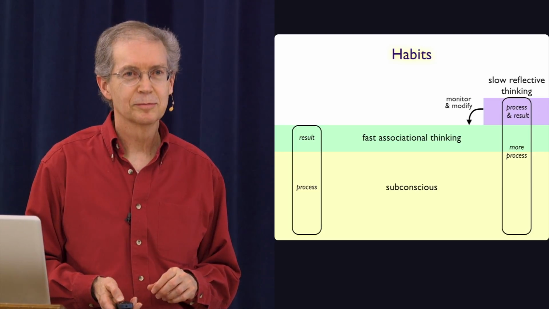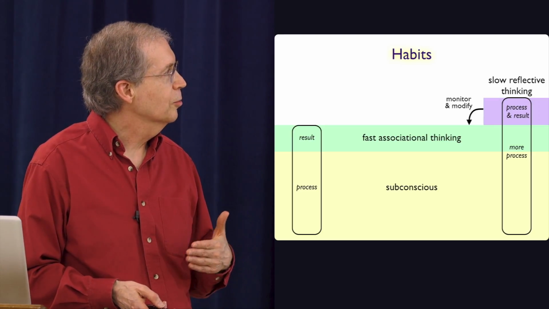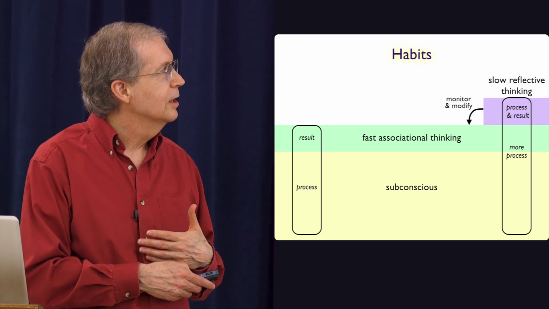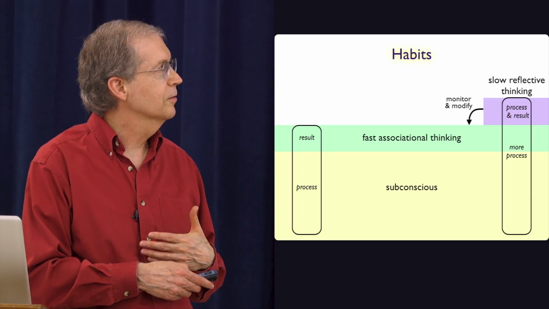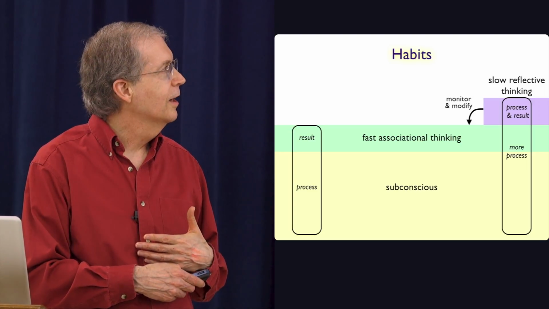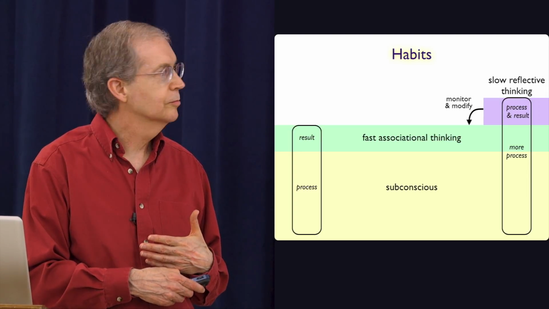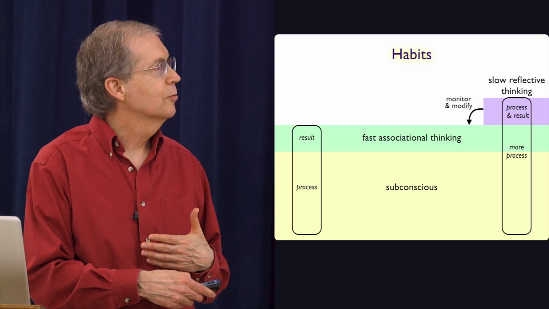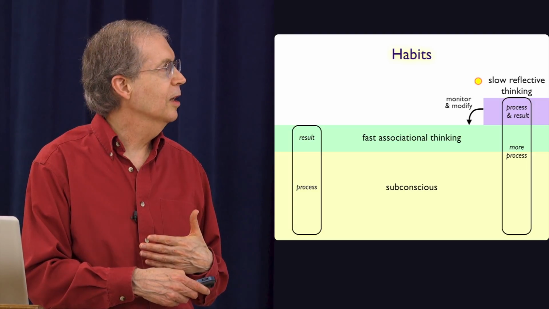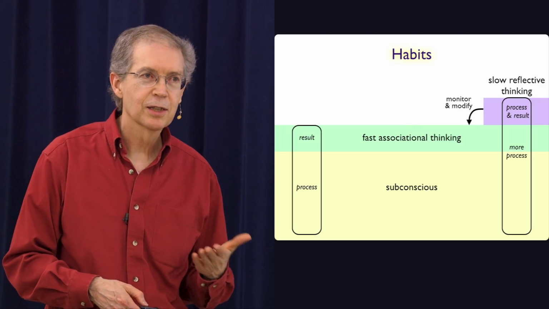This one is habits. So last week, when we talked about conscious and subconscious and fast thinking and slow thinking, we wound up with a slide that, among other things, said that slow reflective thinking helped to monitor and modify fast associational thinking. Well, fast associational thinking is where our habits are. It's really the same thing. So changing habits requires that we use our reflective parts of our minds to be able to modify what's happening here. And it takes time.